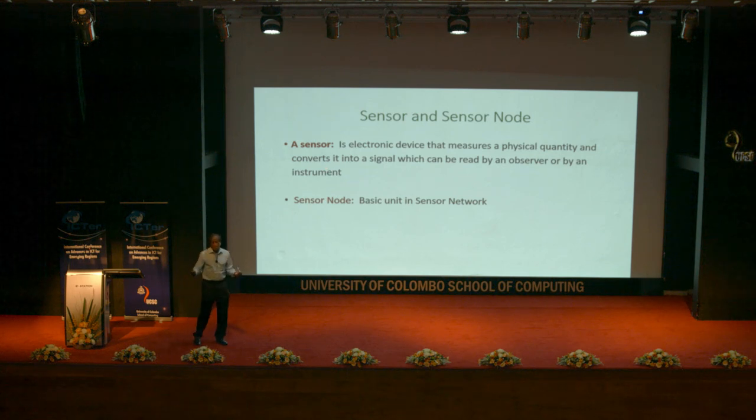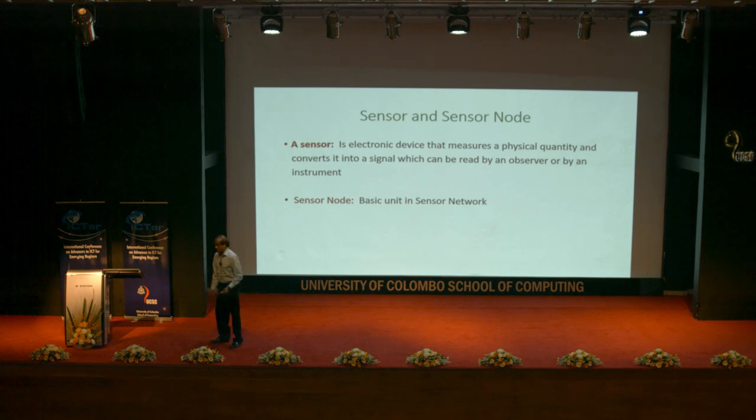I mean, you all know what a sensor is. I'm 100% sure all of you have a sensor in your pocket. How many people don't have a phone? See, all of you have one. There are many sensors in your phone, okay? Apple has something like 23 sensors now, the newest one, all kinds of sensors. A sensor node is a basic unit in the sensor network.